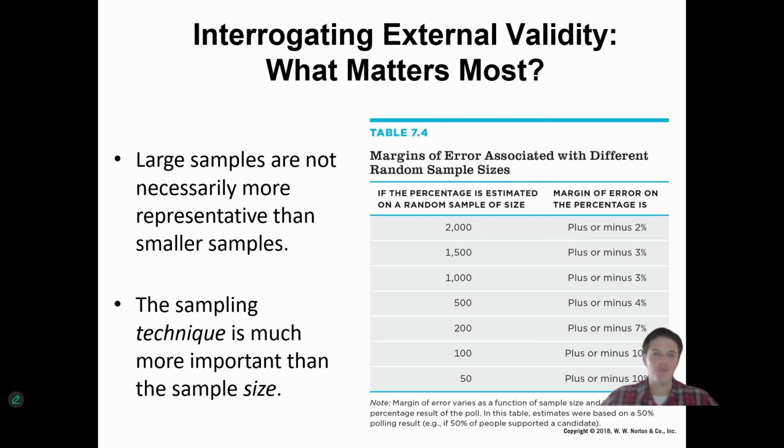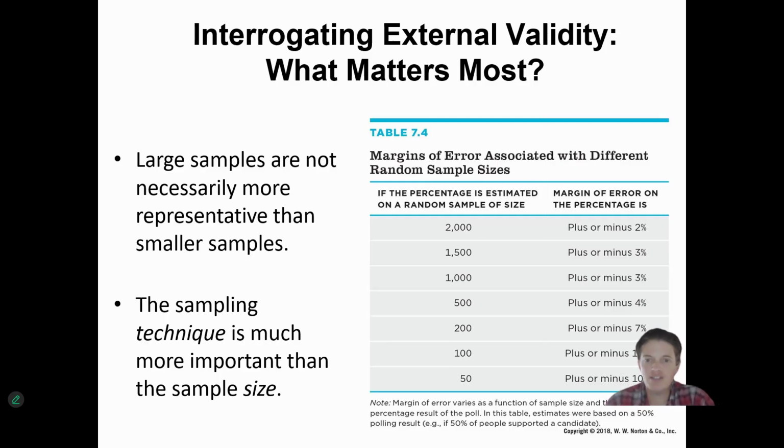So when we are interrogating external validity and looking at generalizability, what is it that matters most? Is it bigger or better? In general, large samples aren't necessarily more representative than smaller ones. Bigger does not always equal better. Sampling technique is much more important than the sample size. Now, the size does matter, right?